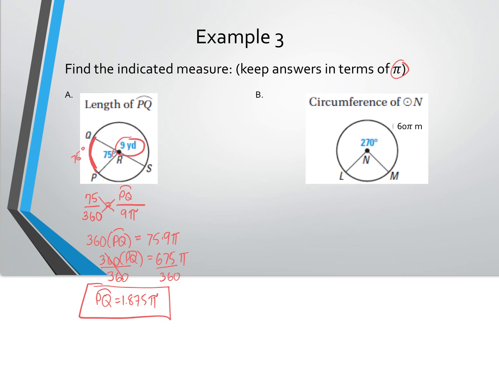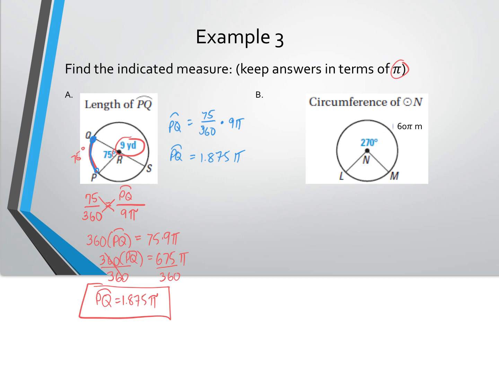Now, if you wanted to solve it using the formula, you could do that as well. Remember, the formula is the arc length of PQ is the ratio of the arc degree over 360 times the circumference, which was 9 pi. This formula would give you the same answer. You would multiply it out and get 1.875 pi as the arc length. So that's how long it is from Q to P. Let's do a second one, and we'll do both methods again.